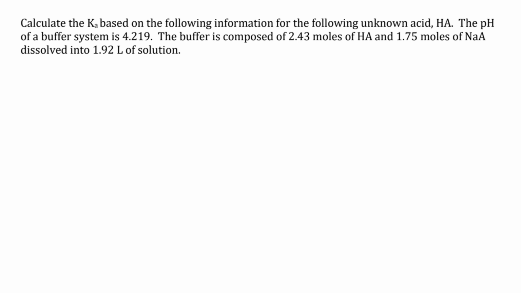Calculate the Ka. So we want to figure out what the Ka is based on the following solution. We have some unknown acid, HA, and the pH of it is 4.219. The buffer contains 2.43 moles of HA and 1.75 moles of NaA, and it's dissolved in 1.92 liters of solution.